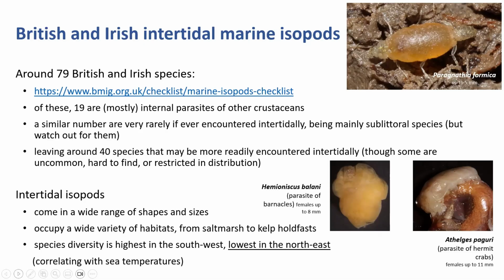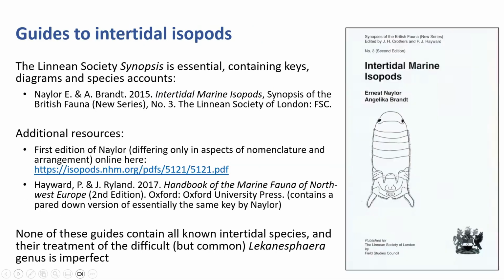They occur in a wide range of habitats, the whole intertidal zone, from upper salt marshes right down to kelp holdfasts. So they can be found pretty much everywhere. If you want to identify intertidal marine isopods, you're going to need some information, and the best place to go is Naylor's Linnean Society synopsis, British Marine Isopods. You can get it online, and you can also find the first edition freely available online as a PDF, and it's exactly the same apart from some name changes and layout. So that's there for you.